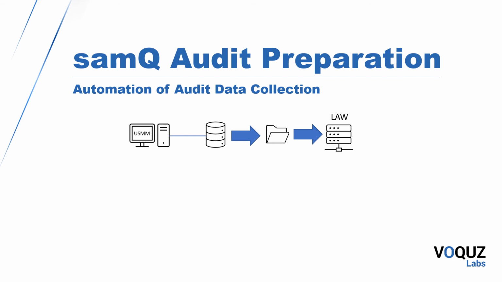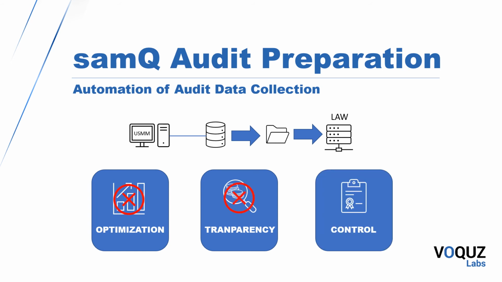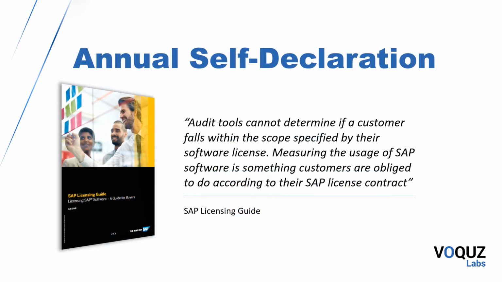The problem for SAP customers is that this process offers them no opportunity to optimize, no visibility on licensing costs, and gives customers very little control. Furthermore, SAP warns customers in its own licensing guide document not to rely on the outputs of standard audit tools. Results are not complete and indicative only. It's the customer's responsibility to manage compliance in accordance with their contracts.